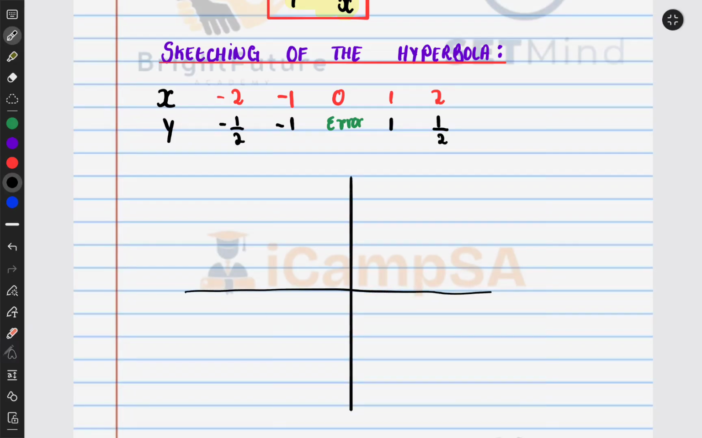Let's draw our Cartesian plane. These are our y and x axes. We're going to have 1, 2, 3 and 4, and then 1, 2, 3 and 4, and then 1, 2, 3 and 4, 1, 2, 3 and 4. Okay, so we have those values.